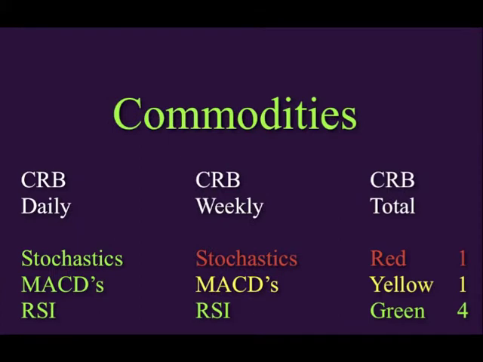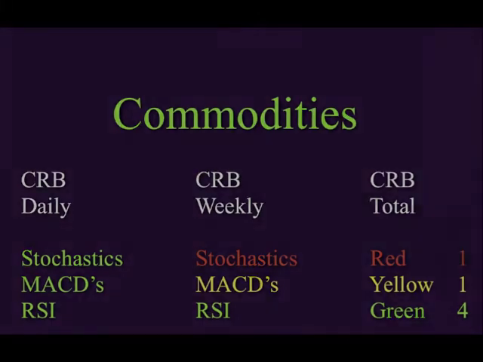And so summing things up for the commodities, CRB Index, we analyzed the daily charts and the weekly charts. On the daily charts, things look good. Stochastics, MACDs, and relative strength index were all positive. We gave them all the green mark. On the weekly charts, though, the stochastics were negative. We gave those a red mark. MACDs were neutral. We gave that a yellow mark. And the relative strength index was positive. We gave that a green mark. Overall, we had 1 red mark, 1 yellow mark, and 4 green marks.